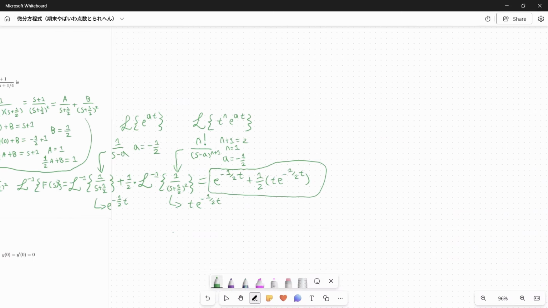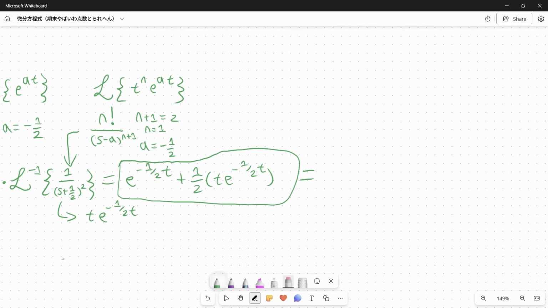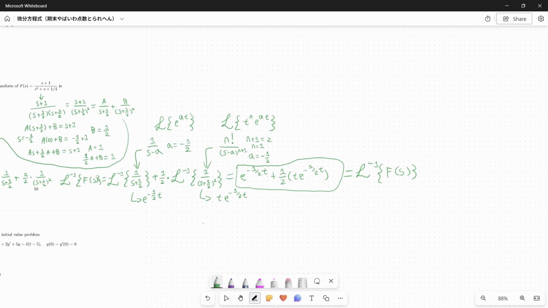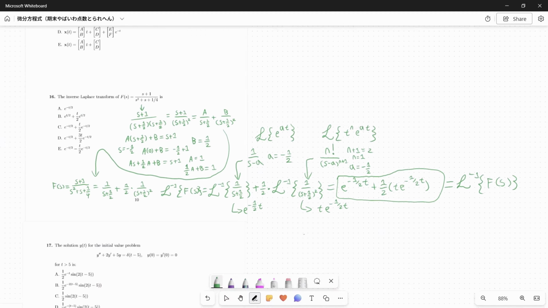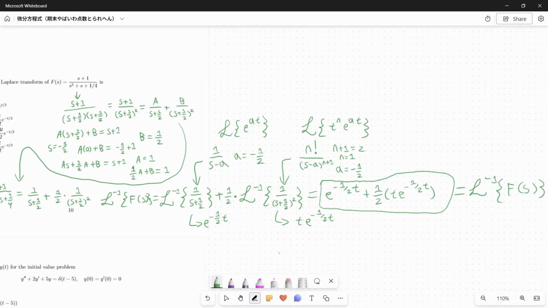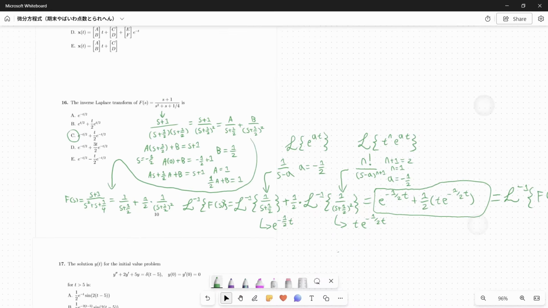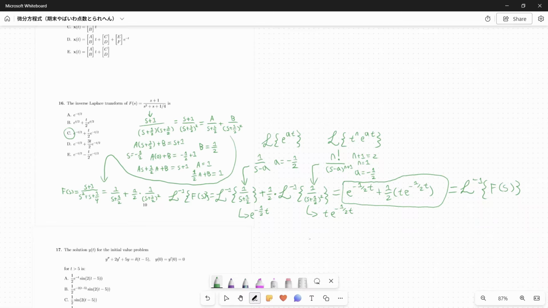And so this is going to ultimately be equal to the Laplace inverse. That's a sloppy L. Forget it, that's just going to be f of s. So now we can compare this with our answer choices, and matching this up, it matches up the closest with answer choice C, where the only difference is that they just put the t with the 1/2 over there, if that makes sense. So the answer to this question is going to be C.